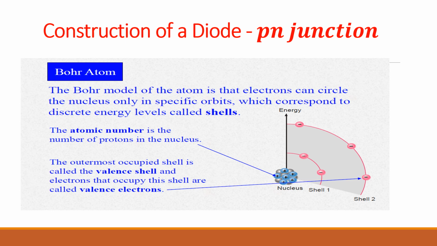The Bohr model of the atom says that electrons can circle the nucleus only in specific orbits, which correspond to discrete energy levels called shells. The atomic number is the number of protons in the nucleus, and for an atom, the number of protons is equal to the number of electrons. The outermost occupied shell is called the valence shell, and the electrons in the outermost shell we call the valence electrons. So we need to know how many valence electrons are in the outermost shell for any element. You can find it just by looking at the periodic table.